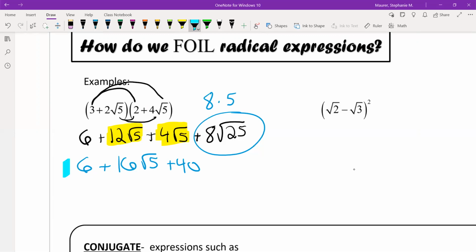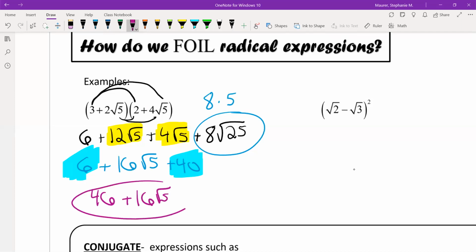Now there's actually one other thing we can do after doing this 8 square root of 25 and getting 40. We have a 6 and a 40. Those are both whole numbers. We can add those to get 46. Add the 16 square root of 5, and you have your answer.